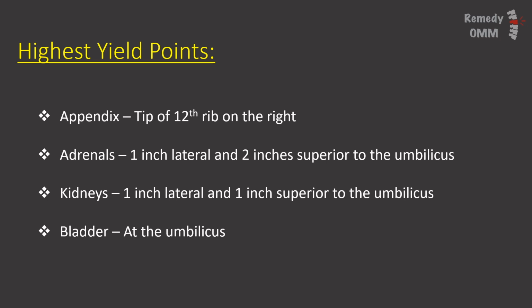Other high yield points to know include the adrenals, which are located 1 inch laterally and 2 inches superiorly to the umbilicus. The anterior Chapman's point for the kidneys is 1 inch lateral and 1 inch superior to the umbilicus. This makes anatomic sense, as the adrenals sit right above the kidneys, so it makes it easy to remember. And in line with the genitourinary system, the bladder is located at the umbilicus. I would say that these are the highest yield points to know.